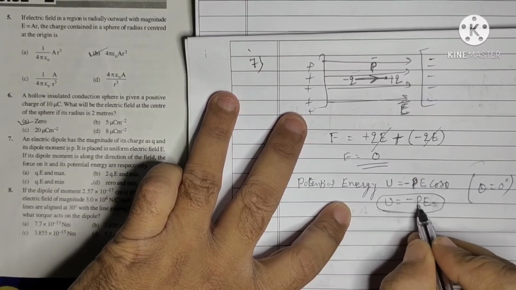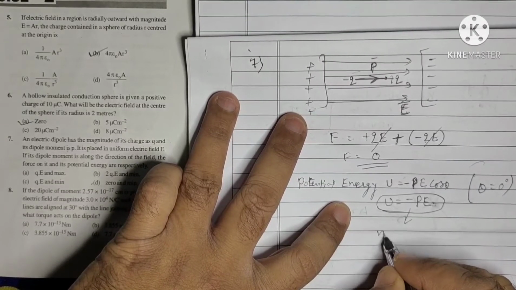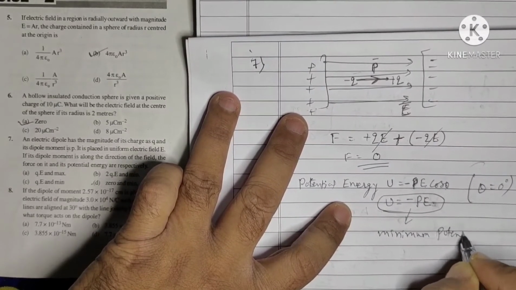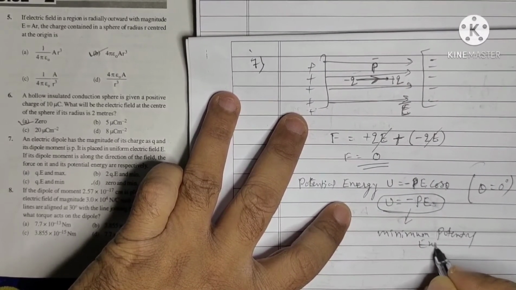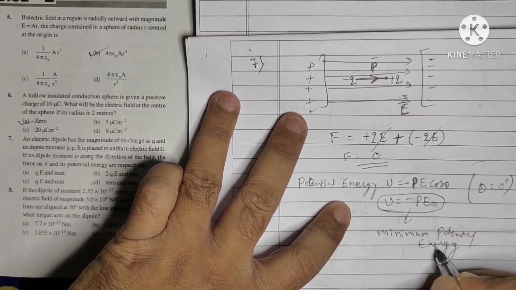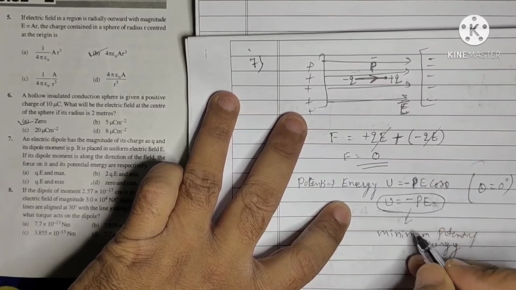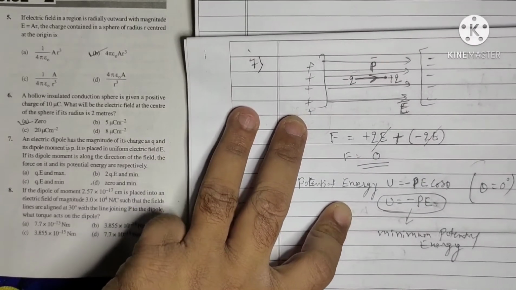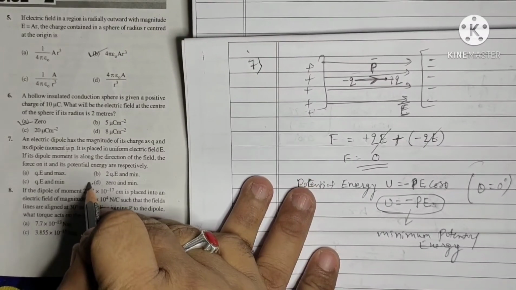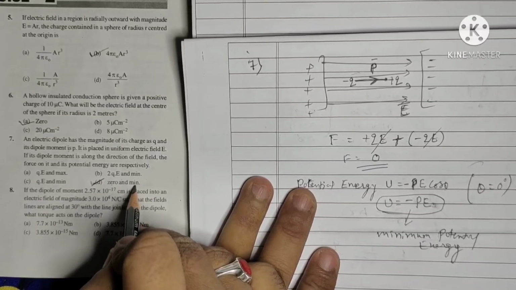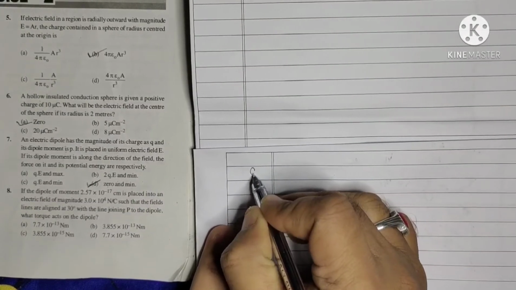So here U equal to minus PE will give the minimum potential energy. Here the minus represents minimum potential energy. If it is plus, we can say that it is maximum potential energy. So hence the fourth option is correct, that is 0 force with minimum potential energy. Now question number 8.